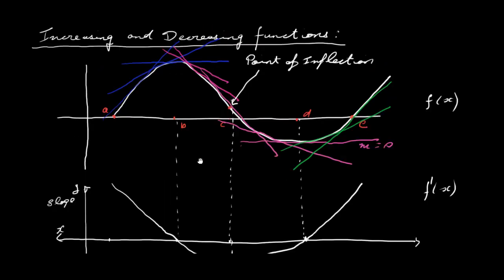I mean, generally, your definition here would be that if b were greater than a, then you would expect f of b to be greater than f of a for an increasing part of the function. And if b were greater than a and f of b was less than f of a, then the function would be decreasing.